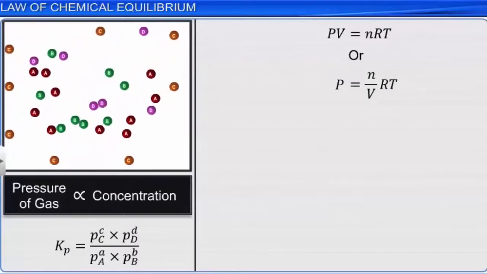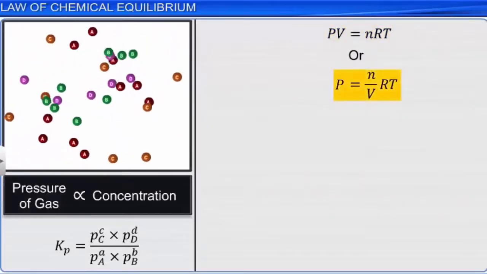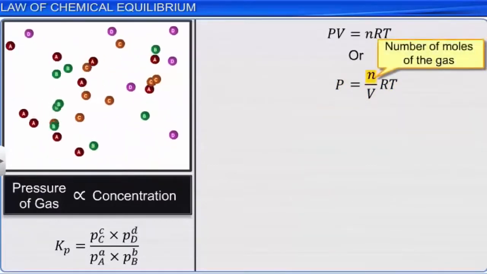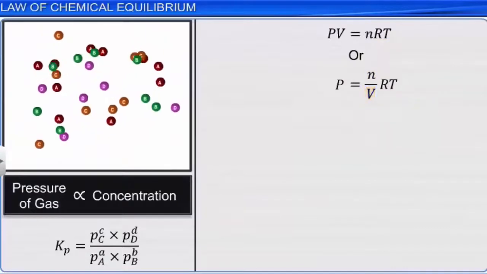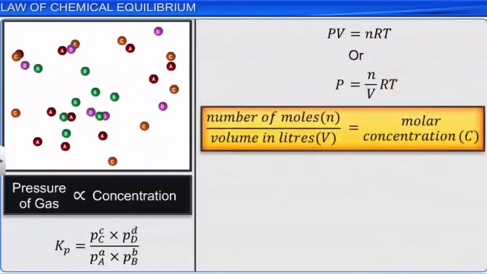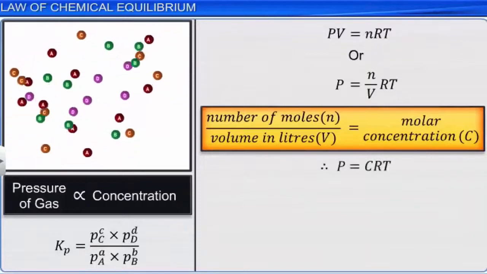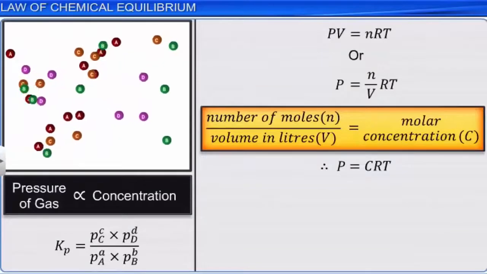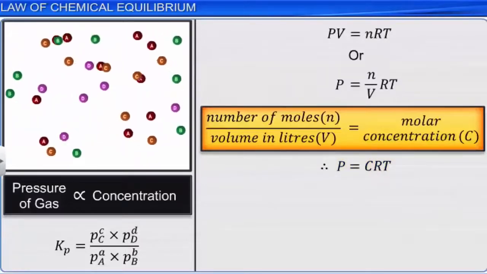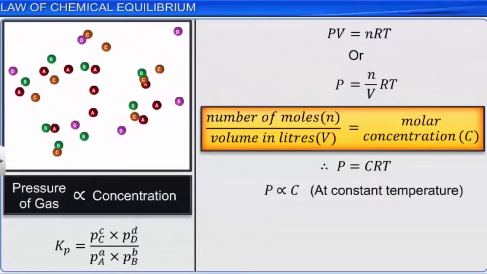According to the ideal gas equation, PV is equal to nRT, or P is equal to nRT by V, where P is the pressure, n is the number of moles of the gas, V is the volume of the gas, R is the universal gas constant, and T is the absolute temperature. However, we know that n by V corresponds to molar concentration C. Therefore, the equation can be written as P is equal to CRT. Since R is constant, at constant temperature, the pressure of a gas is proportional to its concentration.